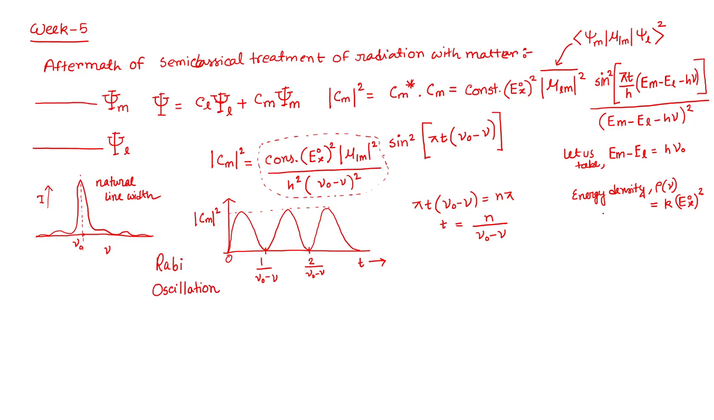From here, we also see the maximum value. I have written the energy density here. I did not write it here, right? So I forgot. So actually we can also write the cm square in terms of some constant K with the capital K, rho nu, because see this E zero square and then some constant small k is there. And then this transition moment integral, and then this nu zero minus nu square, and obviously the sine square part.